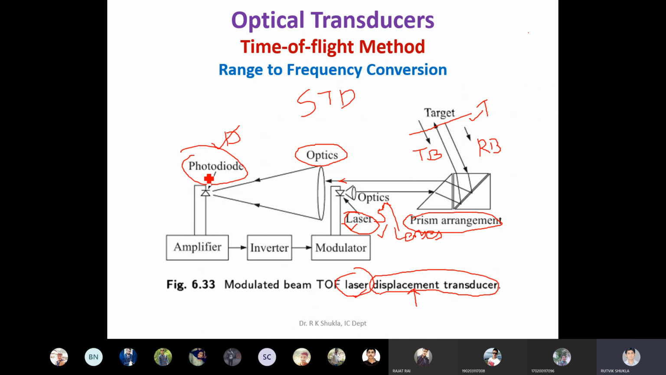Now this reflected wave, which falls on the photodiode, first goes to the amplifier, because whatever output is coming from the photodiode is low in amplitude. Generally, the photodiode converts the light beam into current. Sometimes we additionally use an I2V converter, which converts the current coming out of this photodiode into voltage.